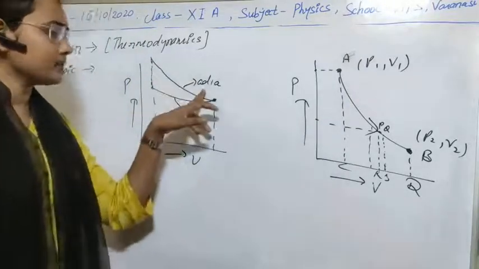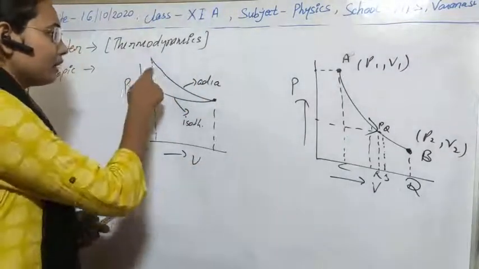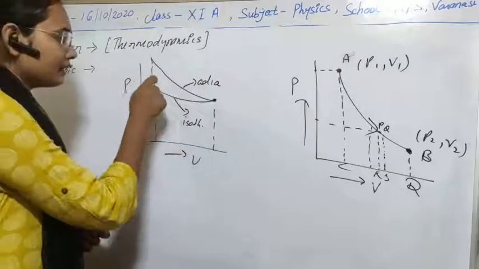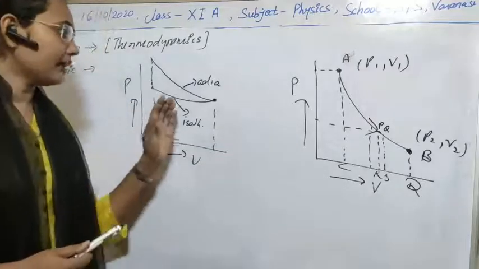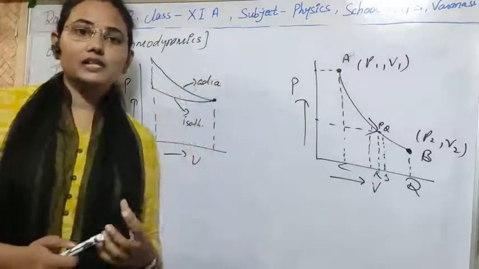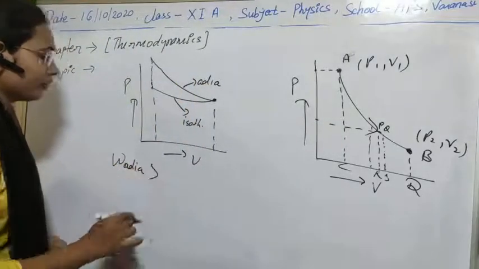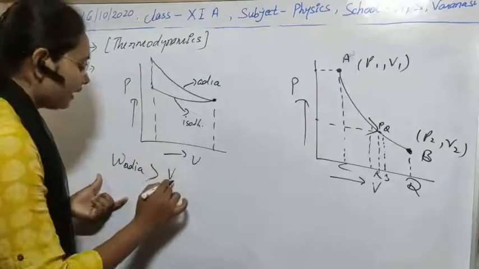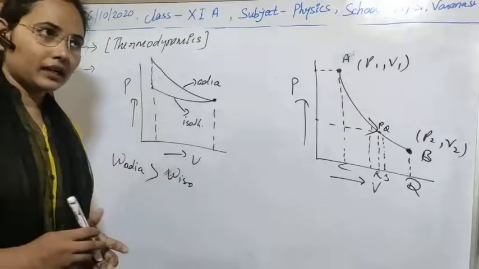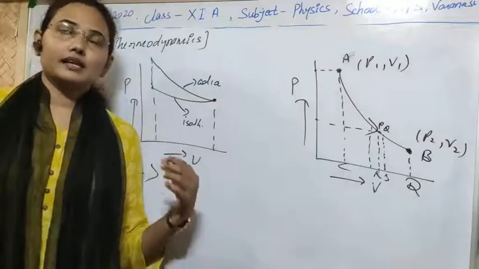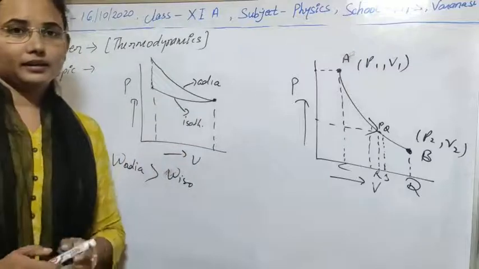So that's why in this case, work done, as you are seeing with the help of an indicator diagram, the area under the curve of adiabatic is greater than the area under the curve of isothermal. So here we can also say that in the compression of the gas, there is more work, we have to do more work in the adiabatic process than the isothermal process. In other words, it's very easy to compress a gas isothermally than adiabatically.